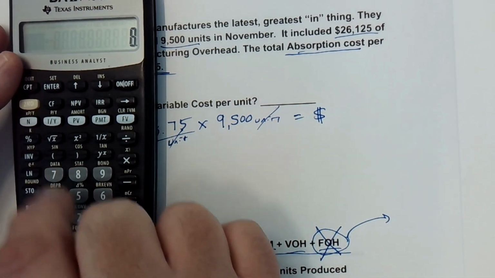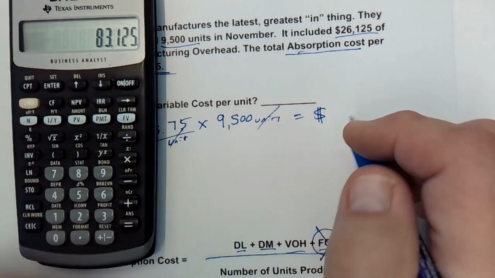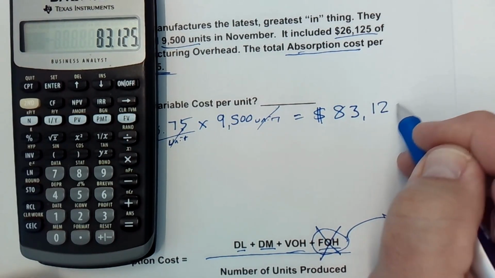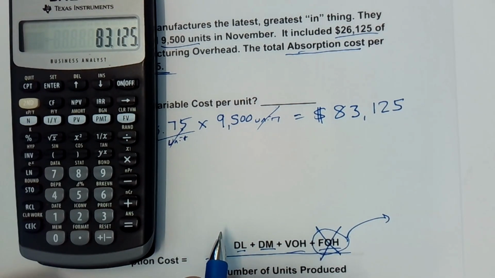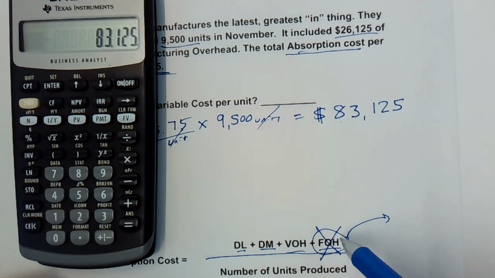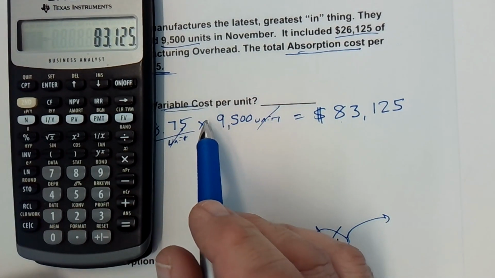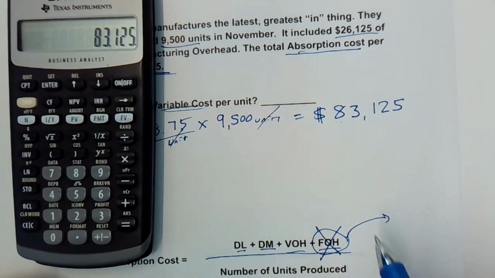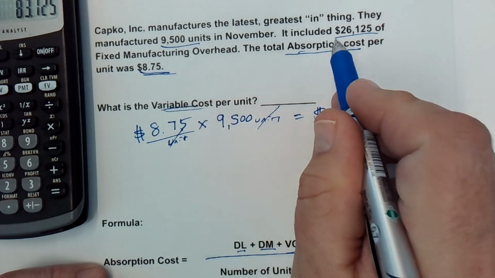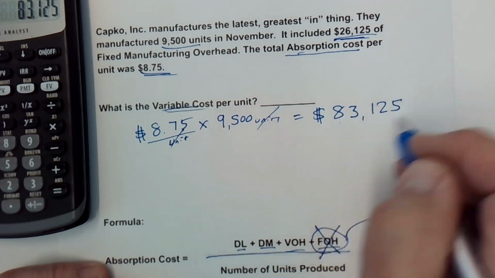So I've got $8.75 per unit, and I'm going to multiply it by the 9,500 units. So we have a total cost for the manufacturing of $83,125. Now that includes the direct labor, the direct materials, the variable overhead, and the fixed overhead. We want to figure out what the variable cost per unit is, and we know that the variable cost per unit does not include the fixed overhead. Luckily, the problem tells us the amount of fixed manufacturing overhead is $26,125. So we're going to remove that from our total cost.